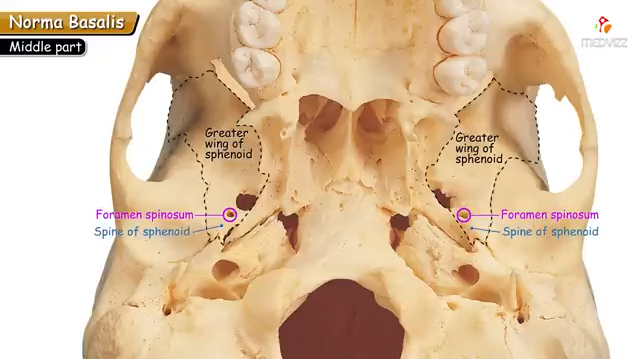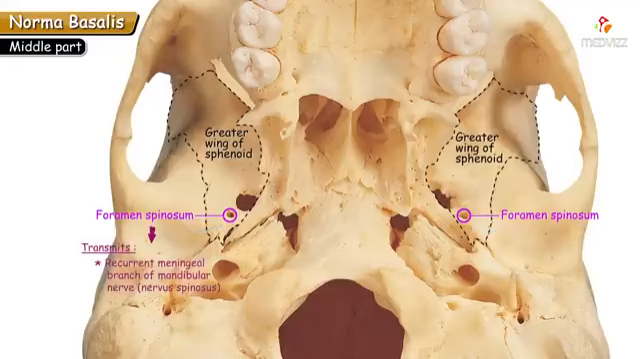So this foramen is very near to the spine of sphenoid, associated with the spine of sphenoid. So it is called foramen spinosum. And let's see what it transmits. It transmits an important neurovascular bundle which supplies a major part of the meninges in the middle cranial fossa.